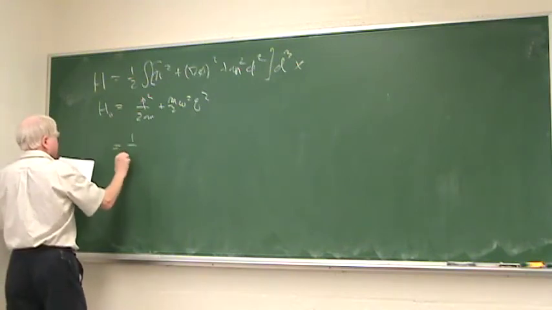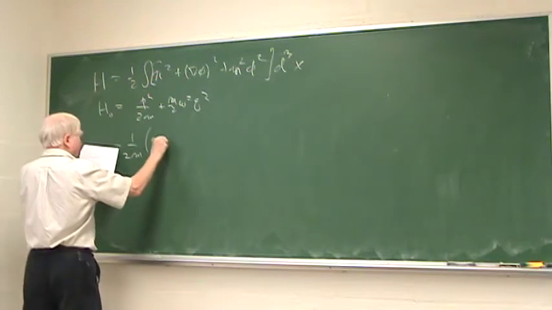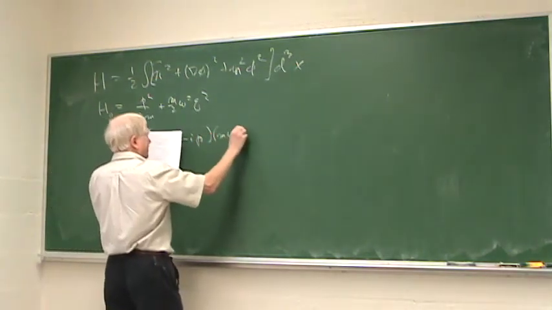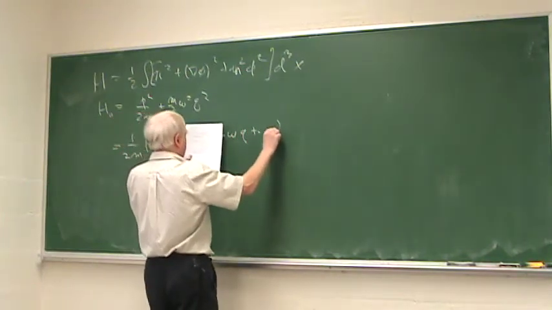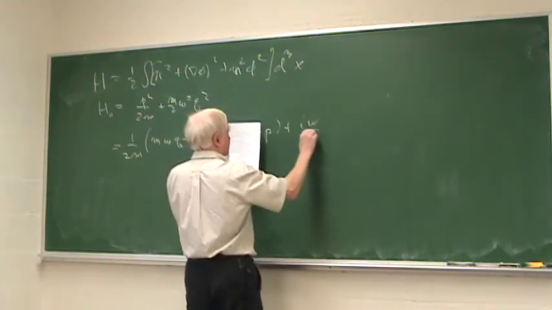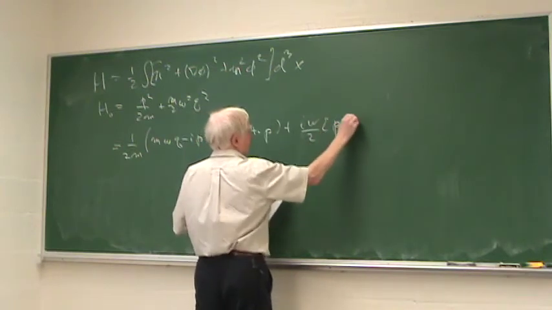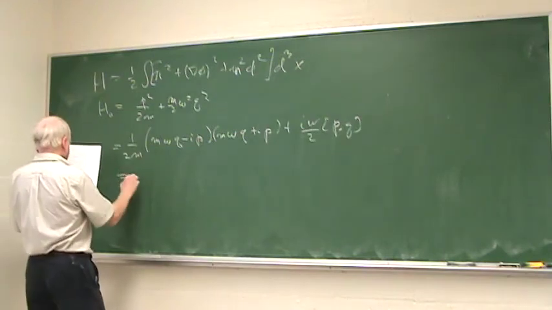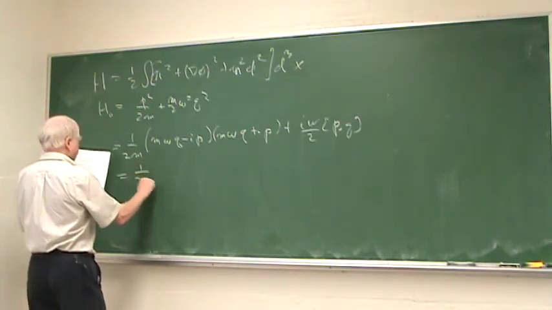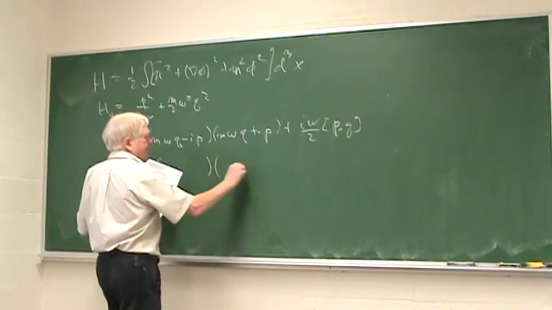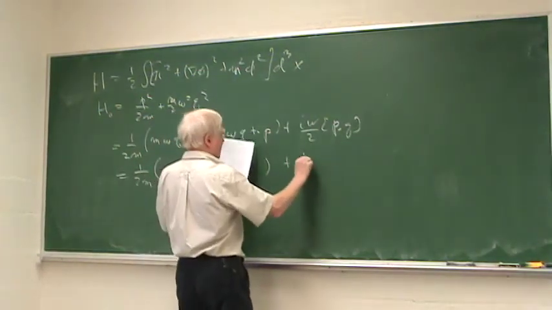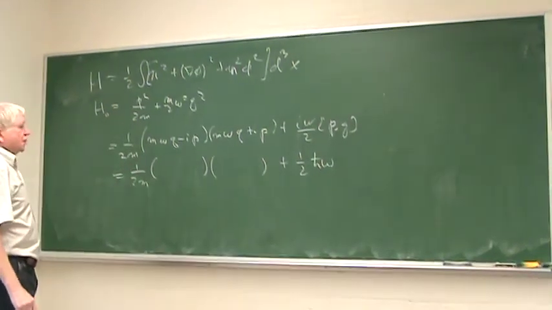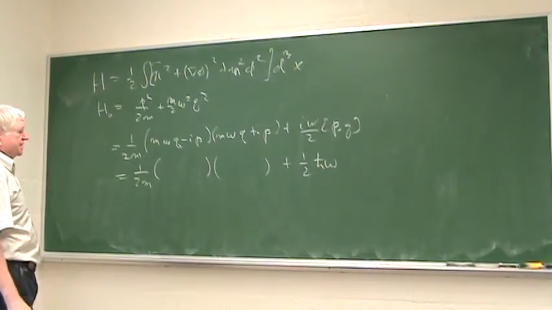We can factor this. It's 1 over 2m, (m omega q minus ip)(m omega q plus ip), plus i omega over 2 [q,p], or PQ constant. And so this is, in fact, 1 over 2m. Let me just write it here. And this term is 1/2 h bar omega. Okay, so what will be the lowest energy state?